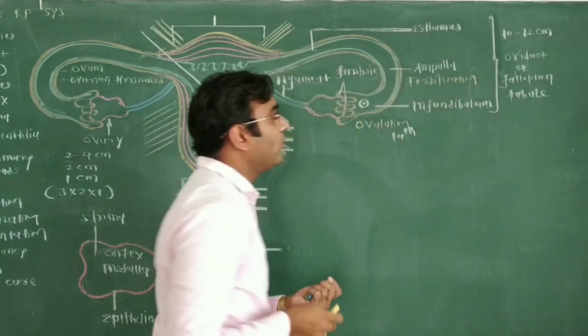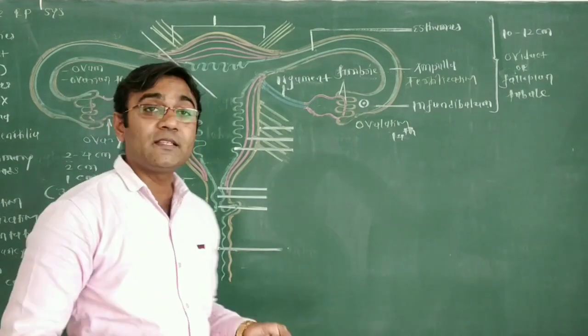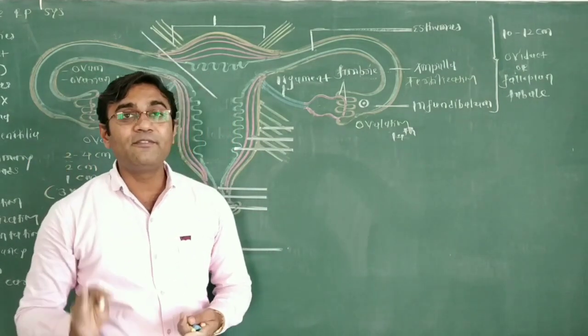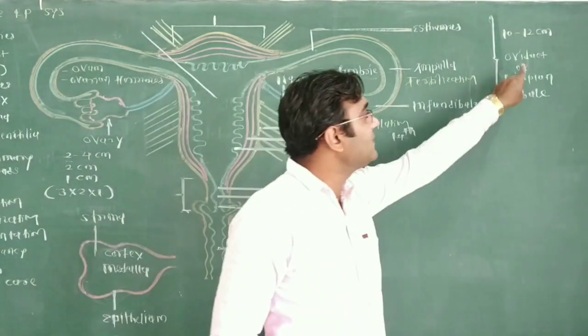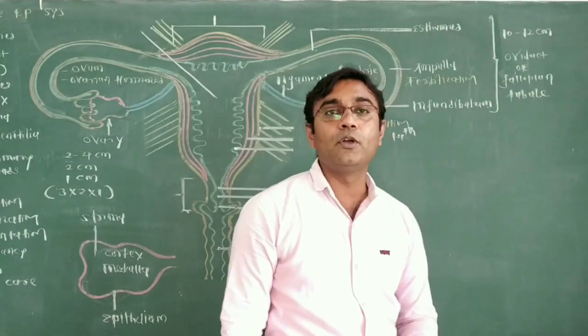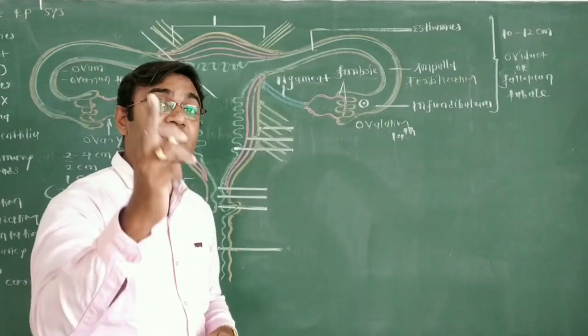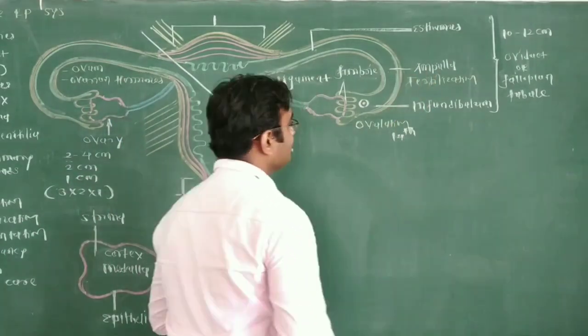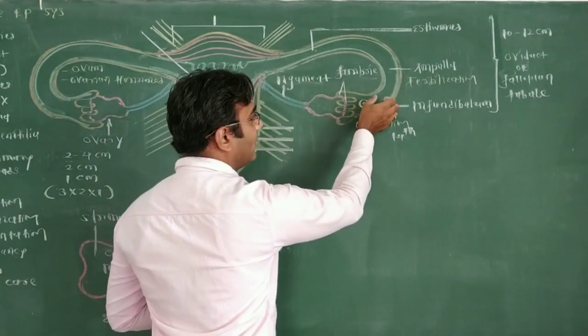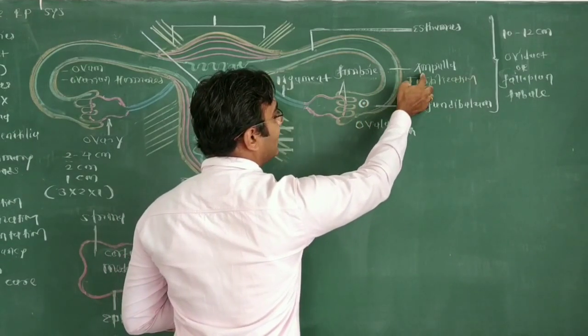Ampulla is the site for fertilization. It means in humans, fertilization takes place where? Answer: the oviduct, or fallopian tube, or uterine duct. But in the uterine duct, which is the specific place? The ampulla. After the infundibulum, the broad region of the oviduct is the ampulla.